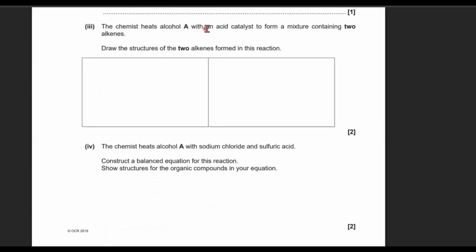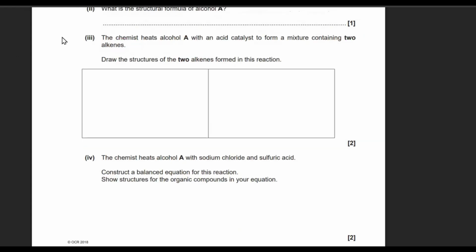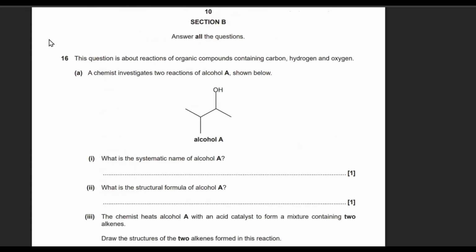The chemist heats alcohol A with an acid catalyst to form a mixture containing 2 alkenes. Draw the structures of the 2 alkenes formed in this reaction. So we're going to zing back up, and then what I want you to do is sketch it out on paper, have a go at turning it into the 2 different possible alkenes that can be formed.